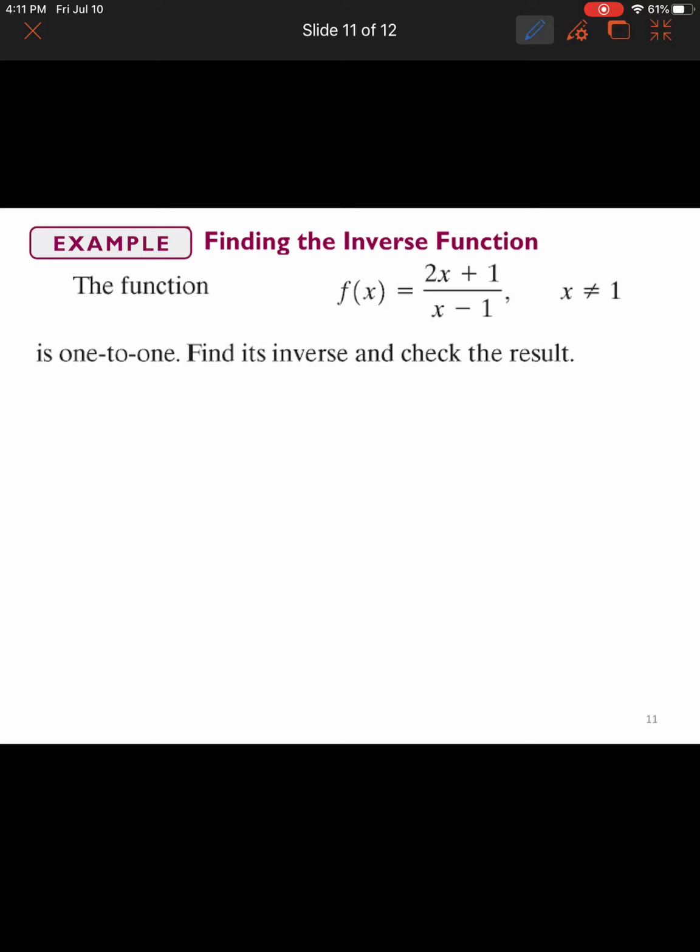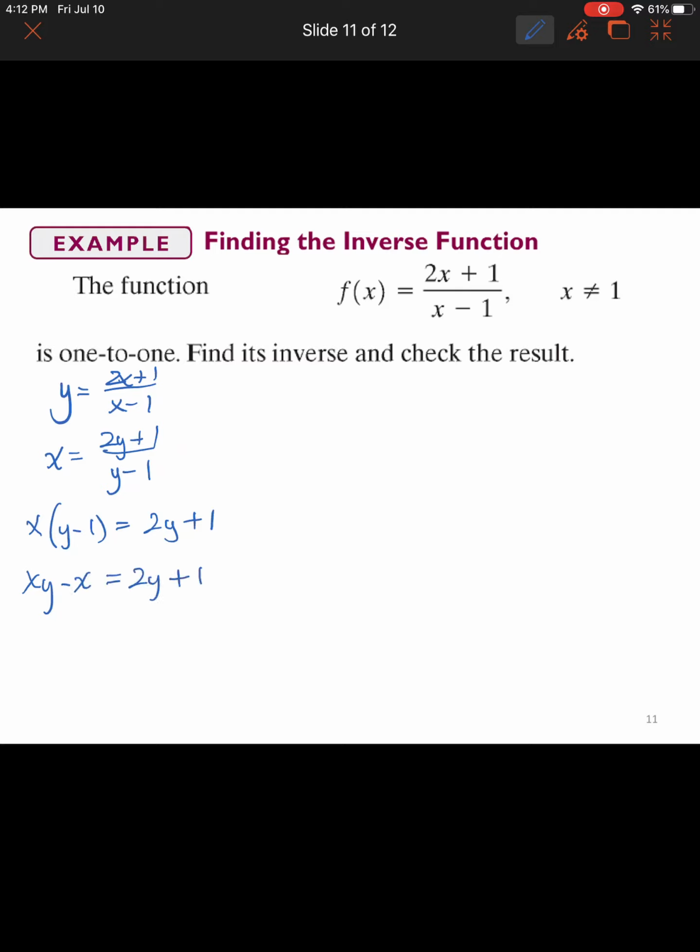Again, same thing. We're going to rewrite f of x as y. We have y equals 2x plus 1 over x minus 1. Swap x and y. X equals 2y plus 1 over y minus 1. Solve for y. We're going to have to cross multiply. So we have x times y minus 1 equals 2y plus 1. Distributing, we have xy minus x equals 2y plus 1.